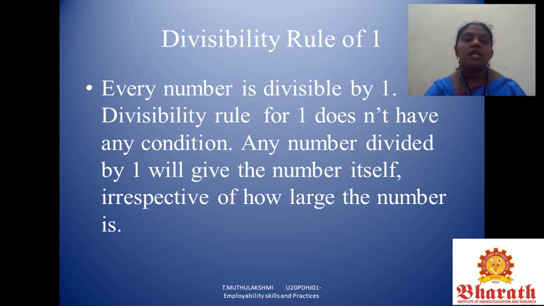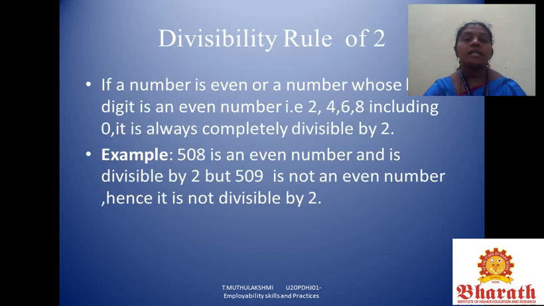So second we see the divisibility rule of 2. If a number is even, or a number whose last digit is an even number, that is, the last digit may be 2, 4, 6, 8 or 0, then that number is always completely divisible by 2. For example 508, whose last digit is 8. So it is divisible by 2. But 509 is not an even number. So hence this number is not divisible by 2.